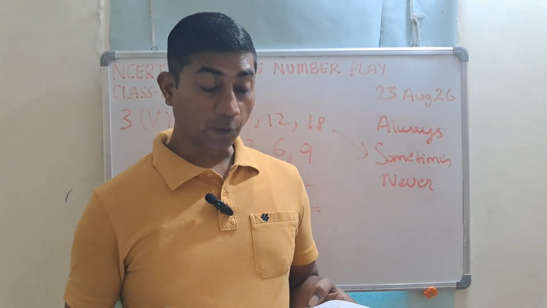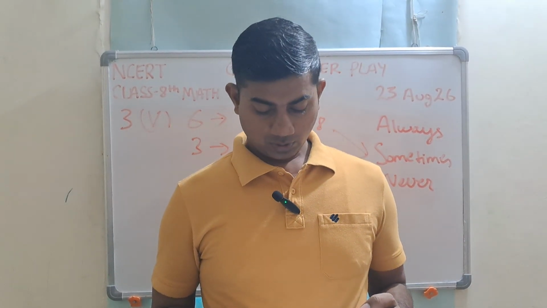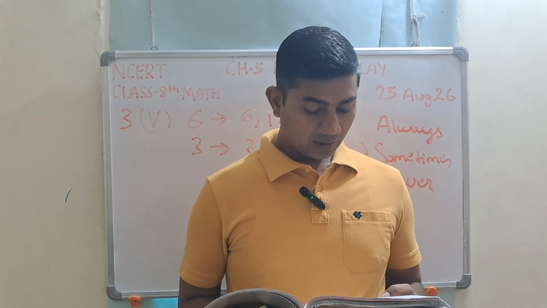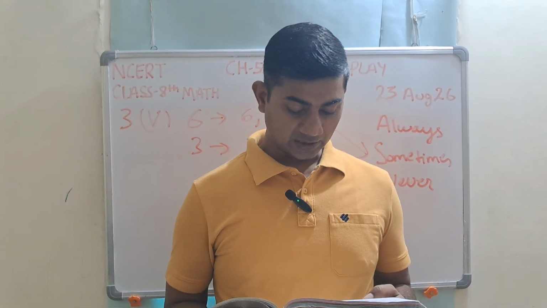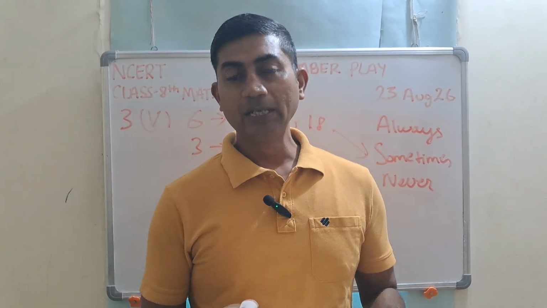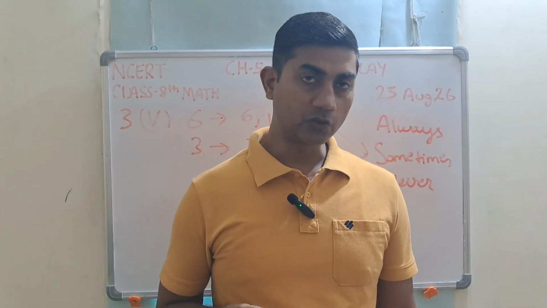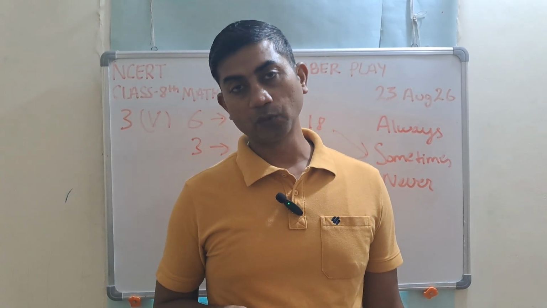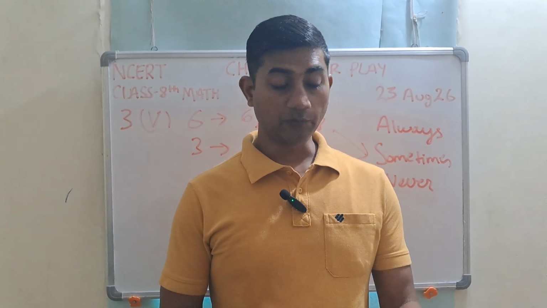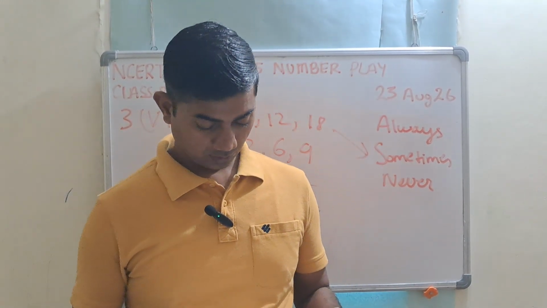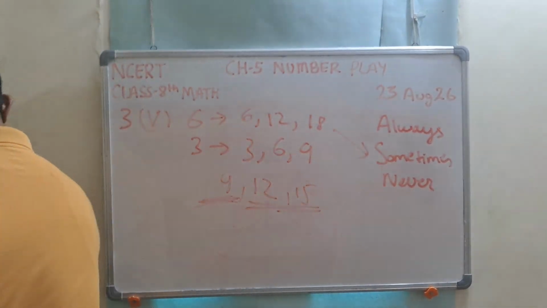Now we will see question number 4. Find a few numbers that leave the remainder 2 when divided by 3 and the remainder 2 when divided by 4. Write the algebraic expression to describe such numbers. We have to find a number which, when we divide by 3, gives the remainder 2, and when we divide by 4, also gives the remainder 2. How will we find this number?